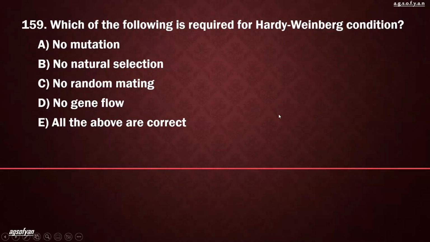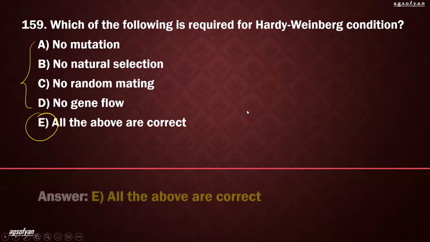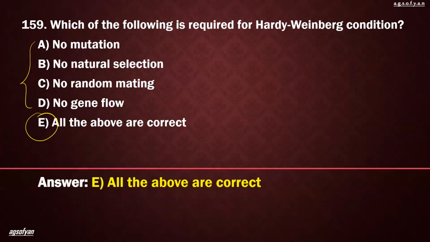Which of the following is required for Hardy-Weinberg condition? So for Hardy-Weinberg conditions to be present, all of the above is required. No mutation, no natural selection, no random mating, no gene flow, which is actually impossible in nature, because in nature there is always random mating, there is always natural selection, and sometimes there is mutation. So that's the rule for Hardy-Weinberg: no mutation, no natural selection, no random mating, no gene flow.